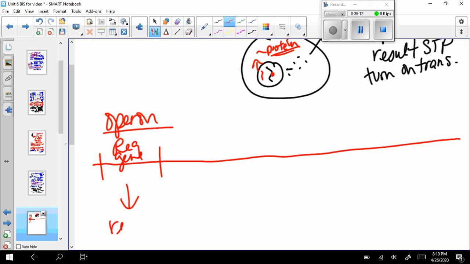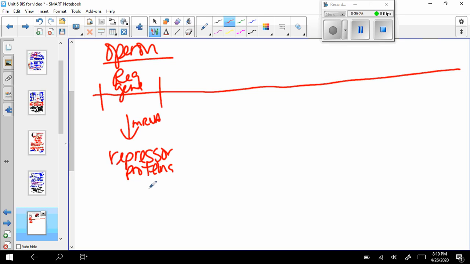Regulatory genes make repressor proteins. And they make the mRNA, and then the RNA goes to the ribosome, and the ribosome makes the repressor protein. So I'll make my repressor protein look like this, okay? And then the next section is the promoter.